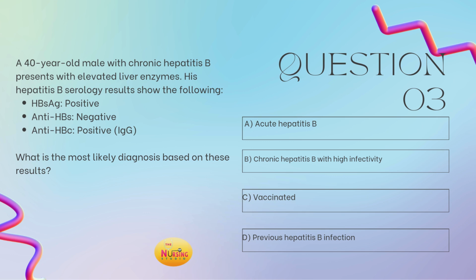But it's chronic hepatitis B because the surface antigen is positive and the core is positive for IgG. If the core was positive for IgM, it would have been acute hepatitis B, right? But don't let that high infectivity confuse you. It's chronic hep B. Okay.